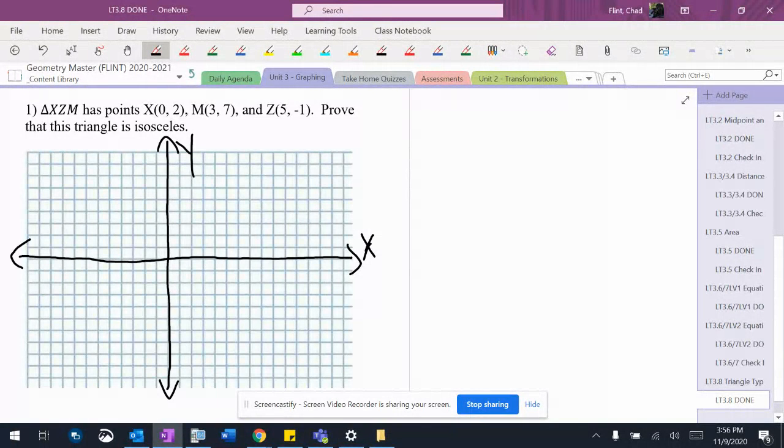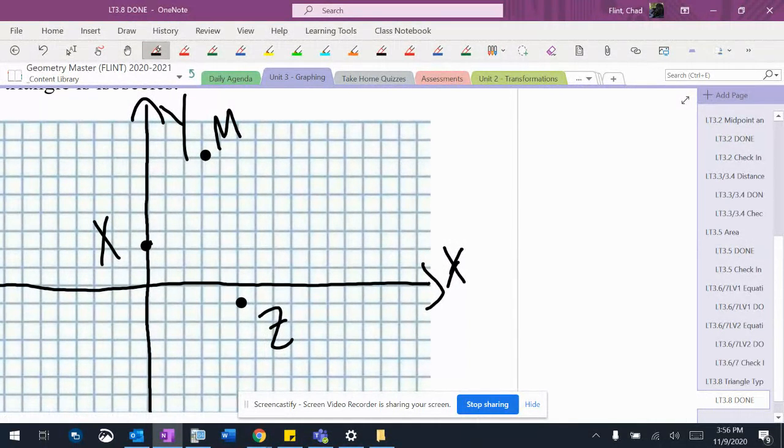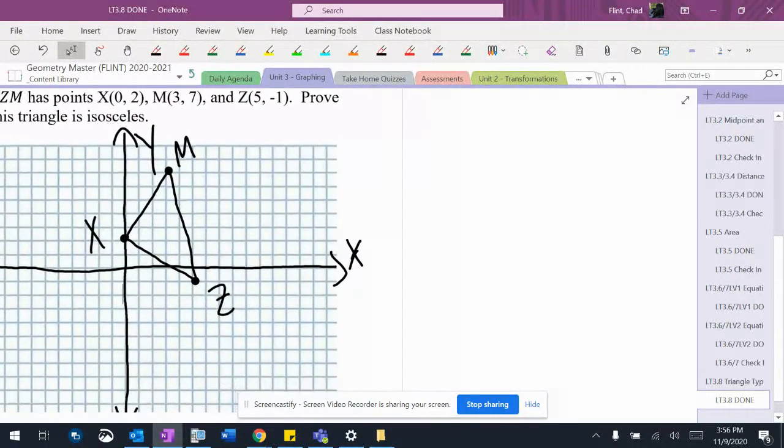So I'm going to draw this triangle. So 0, 2, it's obviously very important that I get these in the right spot. 1, 2, 3, 1, 2, 3, 4, 5, 6, 7, and then 1, 2, 3, 4, 5, negative 1. So x, and negative 3. Now, maybe before I start, I want to think about what an isosceles triangle is and write it down. Maybe I don't, it doesn't really matter.